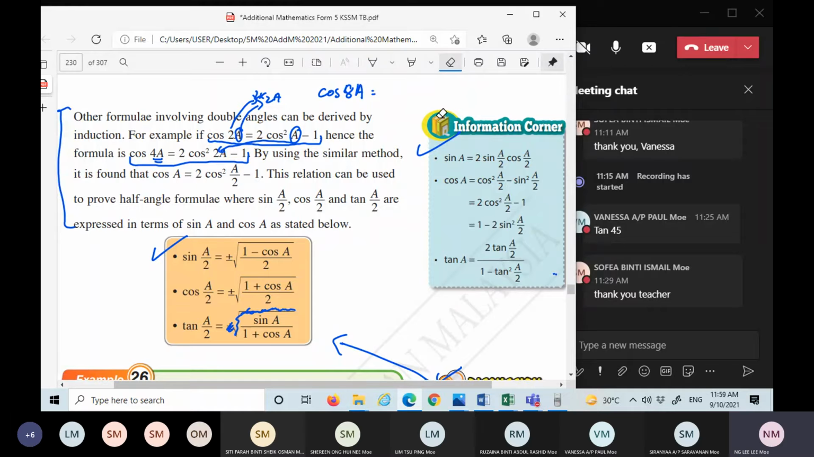Anyone want to try? Means you all don't understand. Anyone want to try, before I use another method to teach? Teacher, is it 2 cos square 2a minus 2 cos square 3a minus 1? No, but very near.